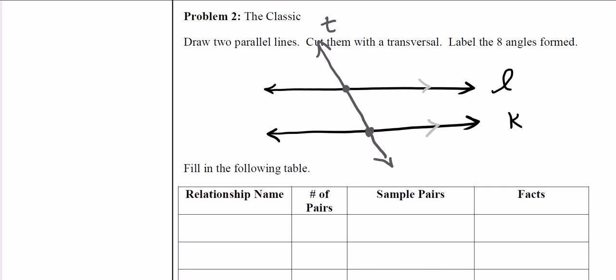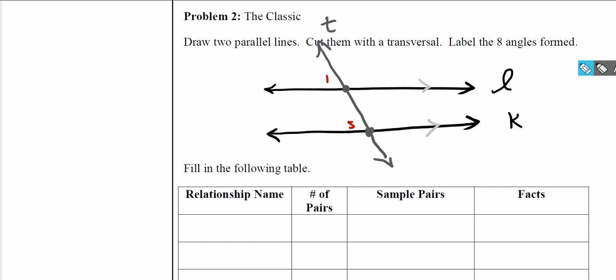Next, let's go ahead and label the 8 angles. So there's an angle right here. 1, 2, 3, 4, 5, 6, 7, 8. So we have a total of 8 angles that were formed because the transversal cut through those two parallel lines.